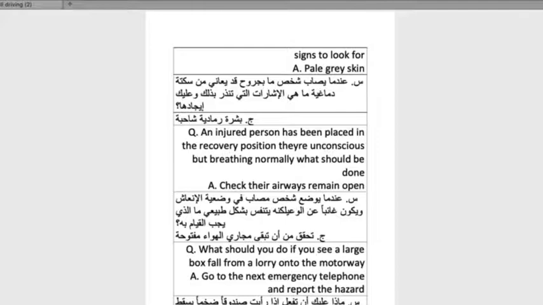An injured person has been placed in the recovery position. They are unconscious but breathing normally. What should you do? Check their airway remains open.